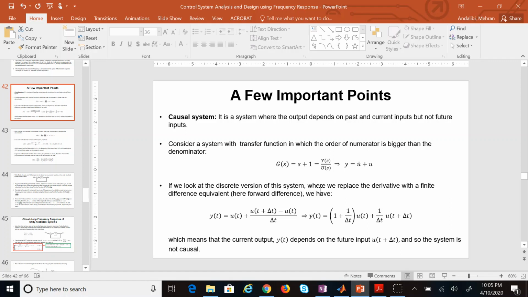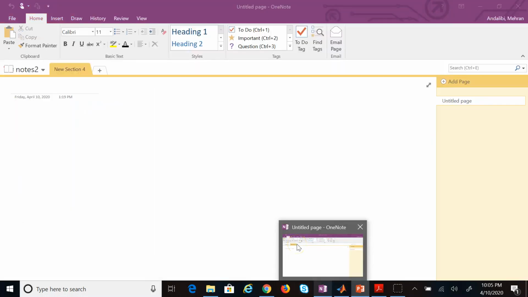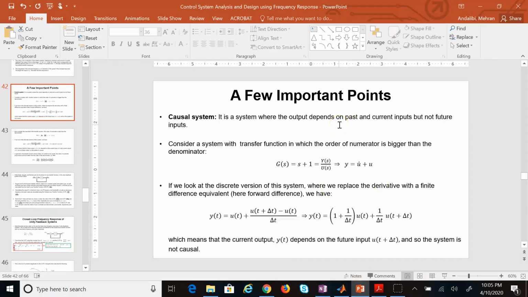Any system that gives you an output at this point, it is based on the inputs that it has received so far and is receiving at the moment. It cannot do anything based on the future because the system does not even know what it might receive in the future. So it's cause and effect. Cause is the input and effect is the output. Without having the cause, there will be no effect. So that's why we call this system causal.